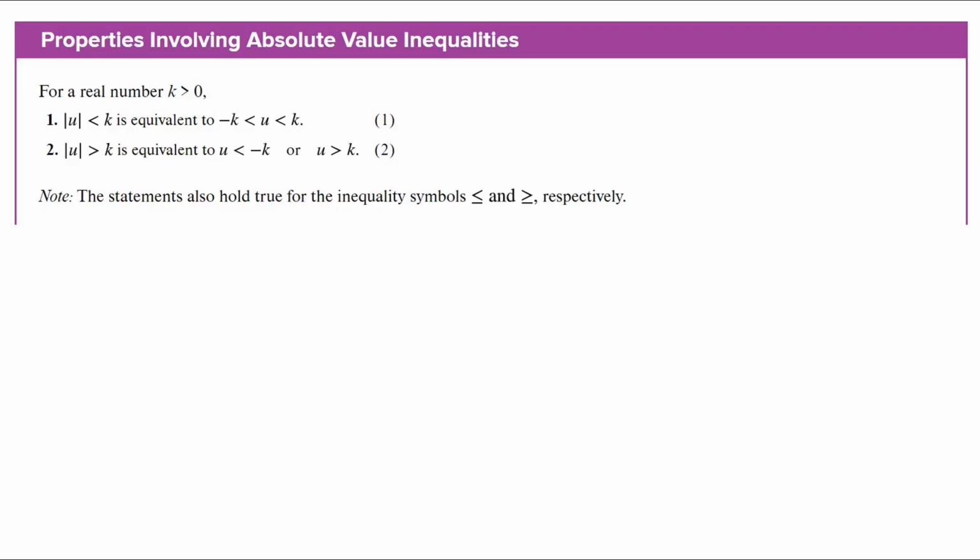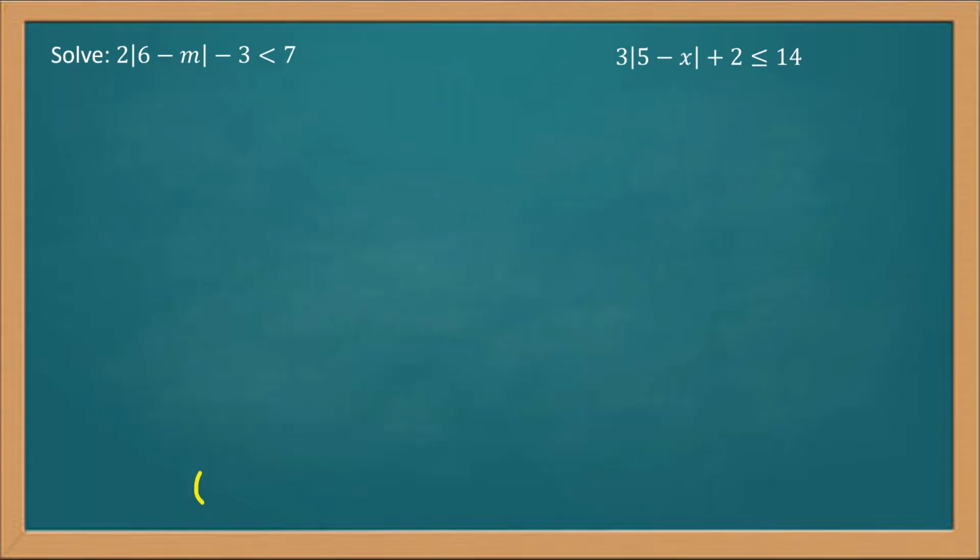All right, so we have 2 times the absolute value of 6 minus m, minus 3 is less than 7. First of all, got to isolate the absolute value. So you're going to add 3 to both sides, and you'll have 2 times the absolute value of 6 minus m is less than 10. So then you're going to divide through by 2, and you'll have the absolute value of 6 minus m is less than 5.